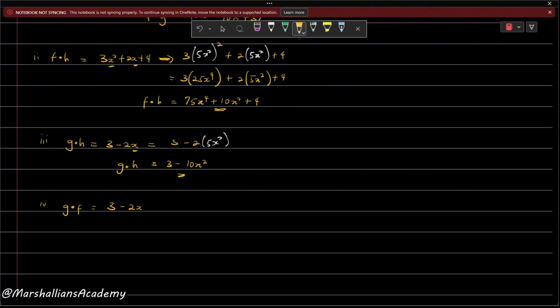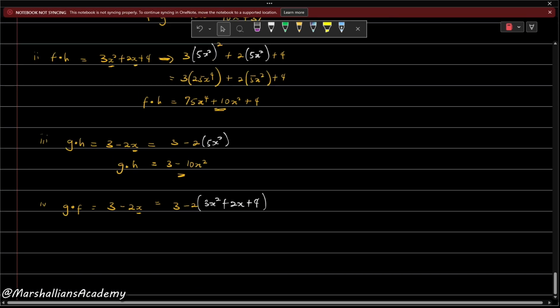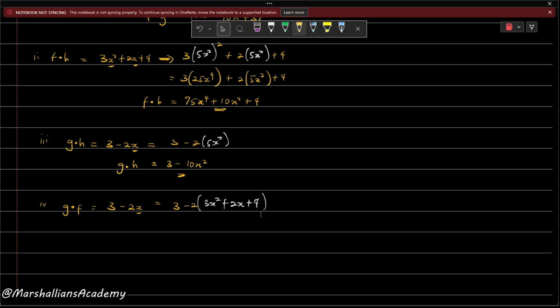And in every single place I have x, I'm going to be replacing it with f function, which means I'm going to be having 3 minus 2 into brackets. And let's write f's function again: 3x squared plus 2x plus 4. You got it. 3x squared plus 2x plus 4. Are we good? So let's open the brackets.